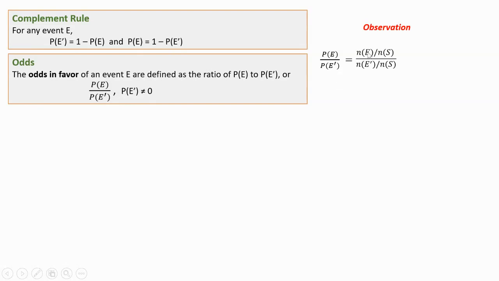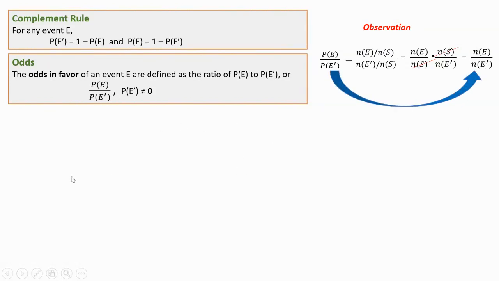So that means the number of the event over the number of the sample space, over the number of the complement over the sample space. So we're going to put the first fraction first, which will be the number of E over the number of S, times, and then the second one we flip it. Because when you divide two fractions, the division becomes multiplication, and the second fraction we flip. You see the N of S cancels, so we are left with the number of E over the number of not E. That's where the formula comes from.